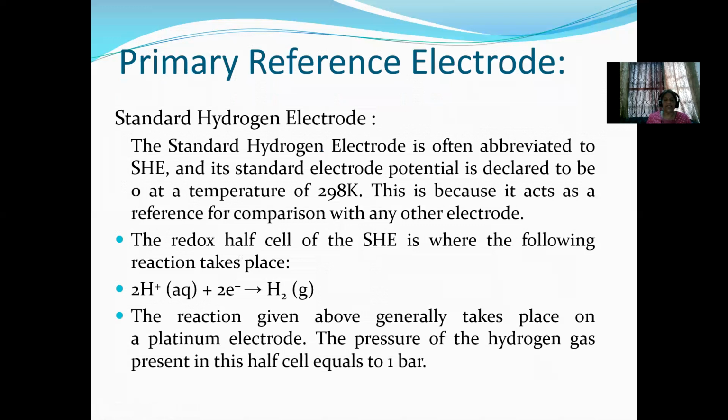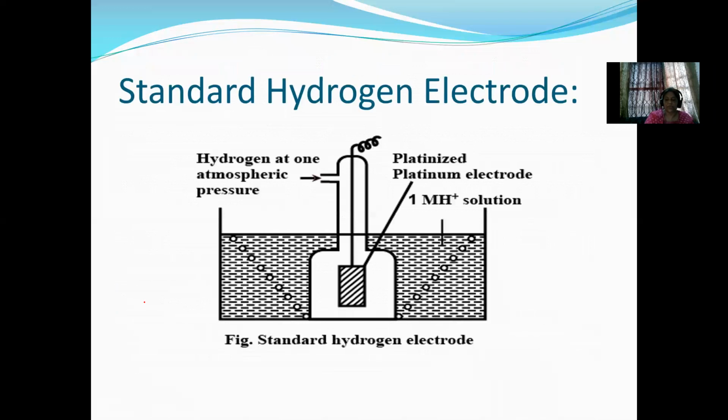So what is the reaction taking place here? When hydrogen is oxidized, hydrogen gas is converted into H plus ions, and reduction means hydrogen ions take up electrons and get converted into hydrogen gas. So we can say that the hydrogen gas and the hydrogen ions are in equilibrium with each other at the surface of the standard hydrogen electrode, right?